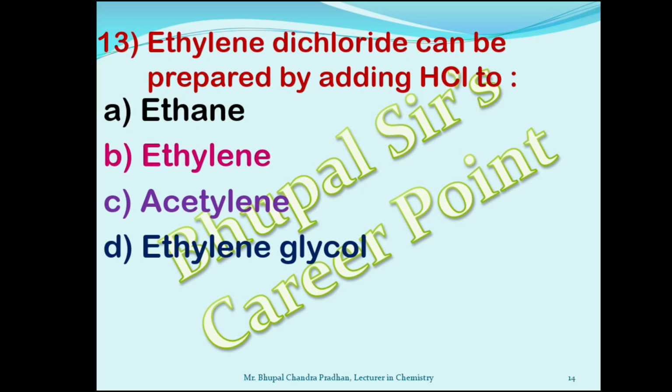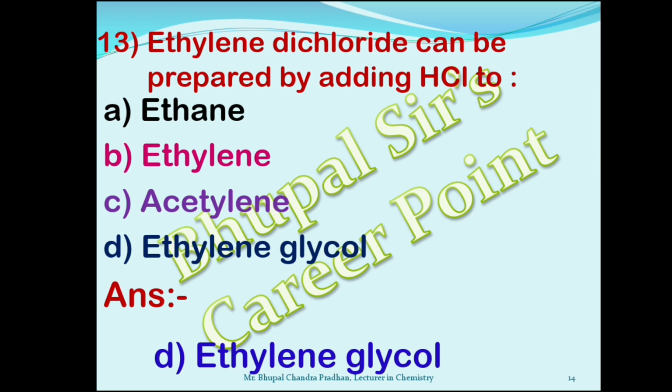CH2Cl single bond CH2Cl. Try to give the answer. It is a substitution reaction. The actual answer is ethylene glycol. Ethylene glycol is OH CH2 single bond CH2OH. Two OH groups are substituted by chlorine atoms, two water molecules are formed, and we will get ethylene dichloride from ethylene glycol by adding HCl.